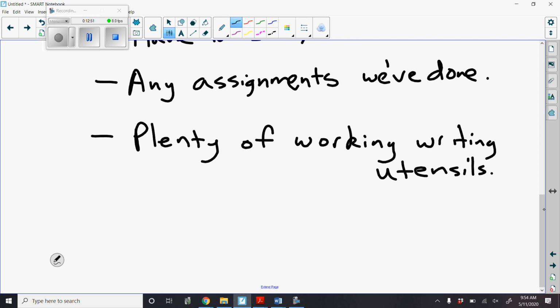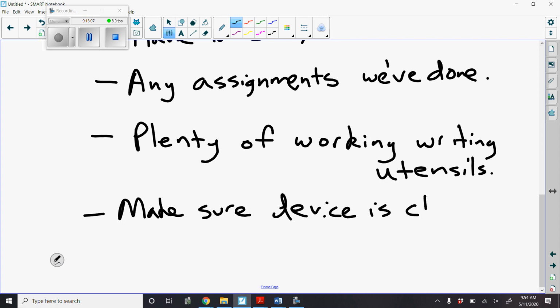What else do you need tomorrow? Make sure the device you're going to use is charged. So if you're going to use a computer or a phone or whatever you're using, make sure it is charged, right? Hopefully through the demo test you figured out which device you want to use. Okay. Make sure your internet connection is strong.